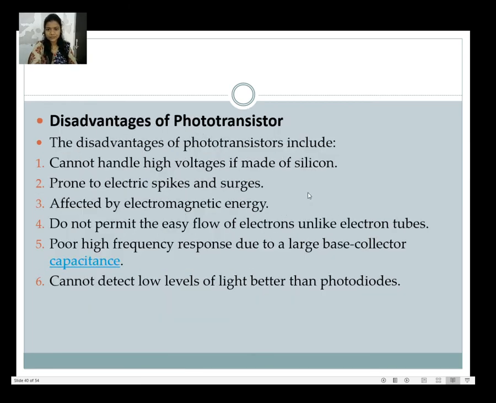Then these are some disadvantages. It cannot handle high voltage. If it is made of silicon, then the phototransistor cannot handle high voltage. It is prone to electric spikes and surges, affected by electromagnetic energy, and does not permit easy flow of electrons.